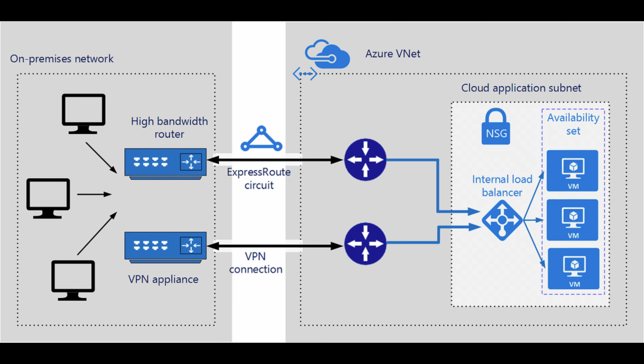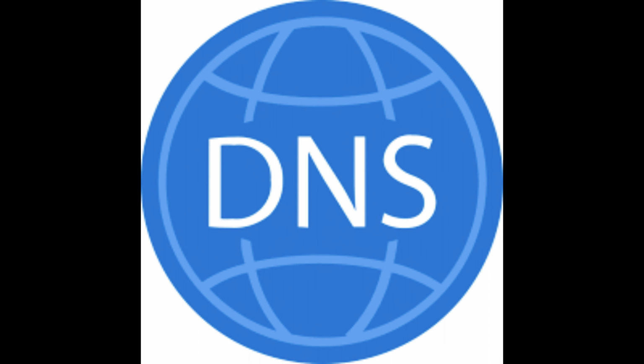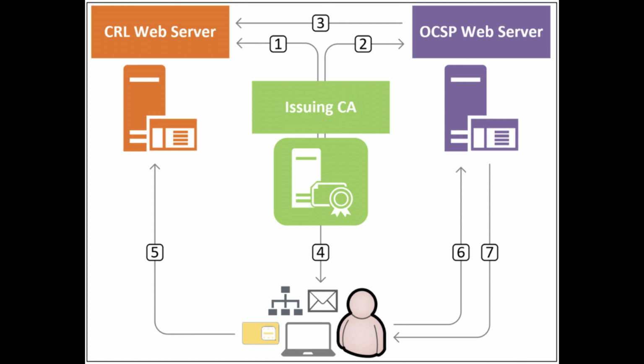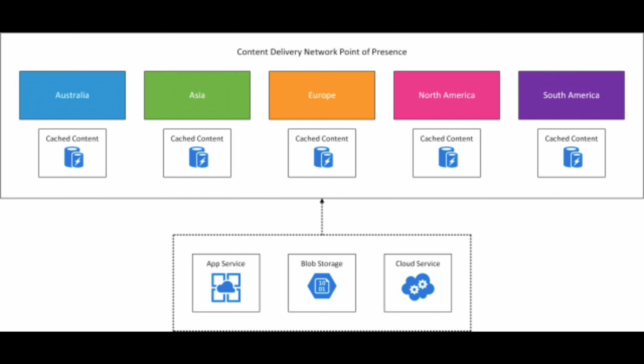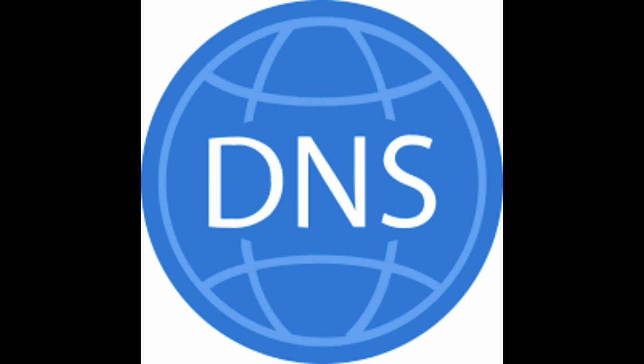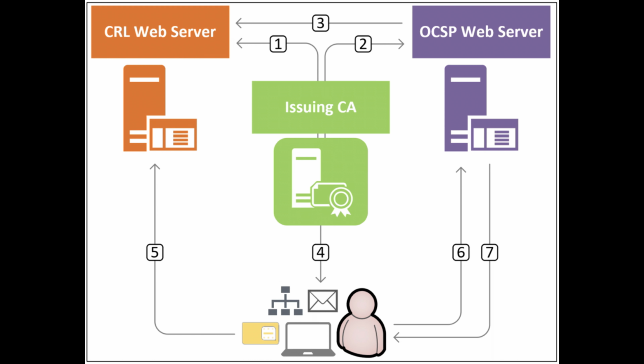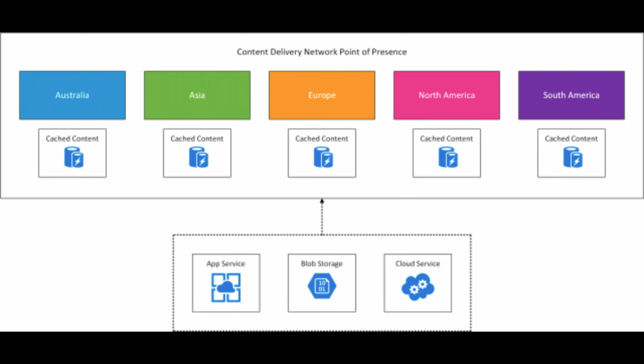Even if you have an ExpressRoute connection, DNS queries, certificate revocation list checking, and Azure content delivery network requests are still sent over the public network. This is another point, guys. After you have an ExpressRoute connection, all DNS queries, domain name service queries, certificate revocation list checking, and content delivery network requests are still over the public network.